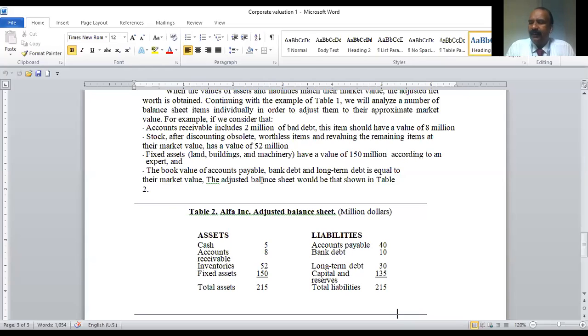Very simple method. Okay, so here we need to take into account the current market value of a share. So current market value is 135 and long-term debt is 30. The value of a company is 165. Got it?